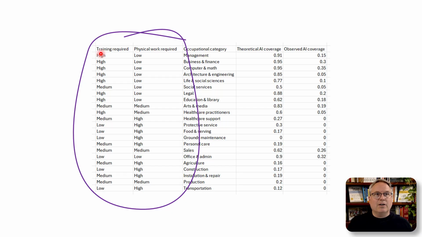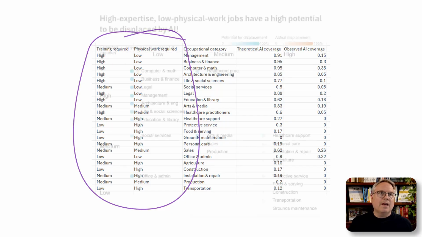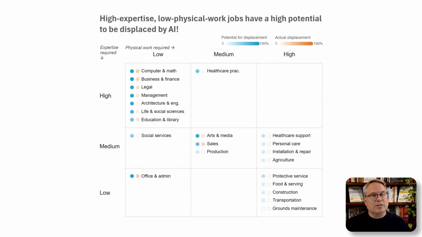So that all of these categories were ranked from the amount of training required, high, medium, low, and physical work required, high, medium, low. And then I used that data to come up with this chart. Obviously, it's a bit more complicated, but it's probably a bit more interesting and a bit more valuable, right? Because I have the jobs organized from physical work required, low, medium, high, expertise required, high, medium, low, and the dots represent the potential for displacement and actual displacement.